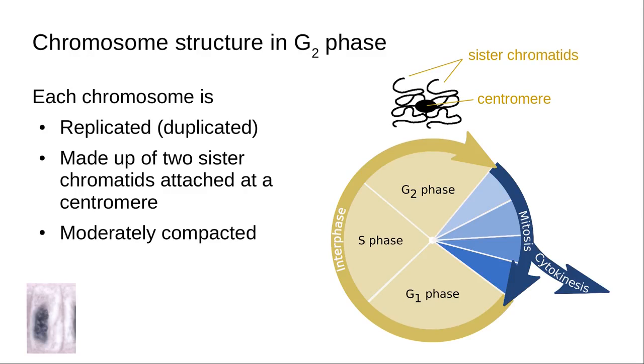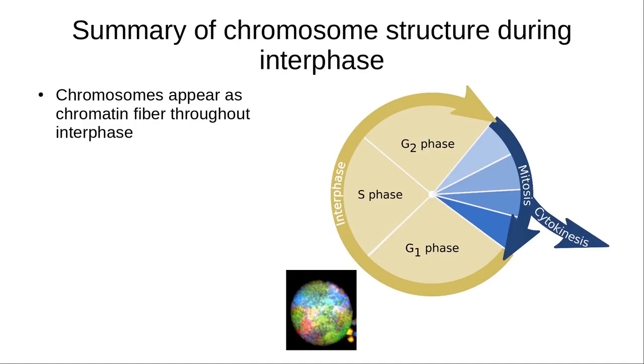At this point, you still can't see individual chromosomes inside the eukaryotic cell. Chromosomes appear as chromatin fiber throughout interphase. You can't make out individual chromosomes in the cell unless you dye them with a label that is specific to each individual chromosome.